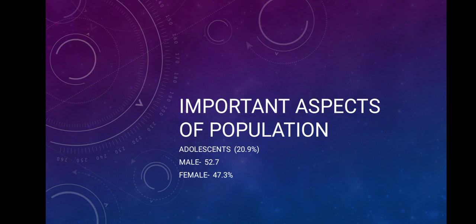Many scholars count the adolescent period from 10 to 19 years, but some scholars have the view that it is the teenage period, that is 13 to 19 years. And of the total population, according to the census of 2011, in India, 20.9% of the population is adolescent. Means, of the total population of India, whatever it is, 20.9% is counted as adolescent population.